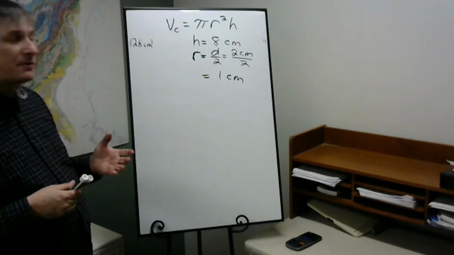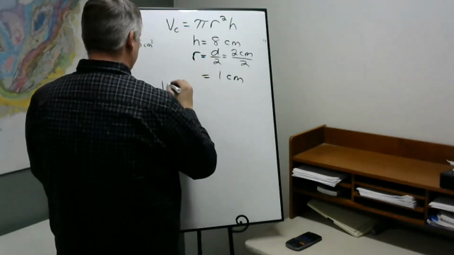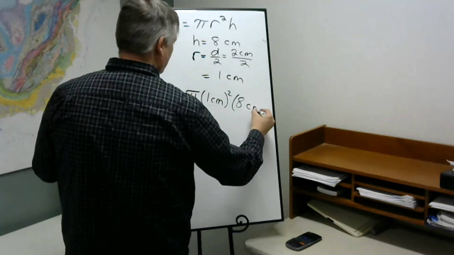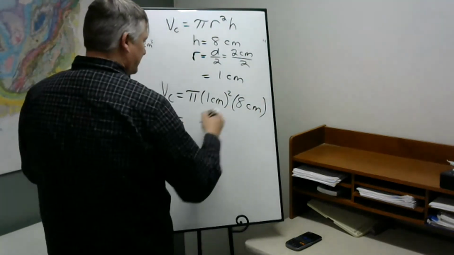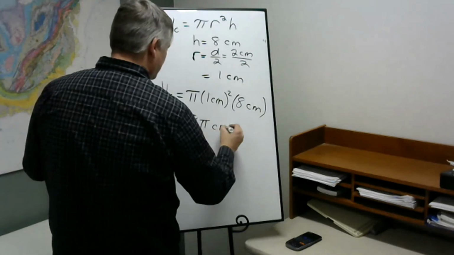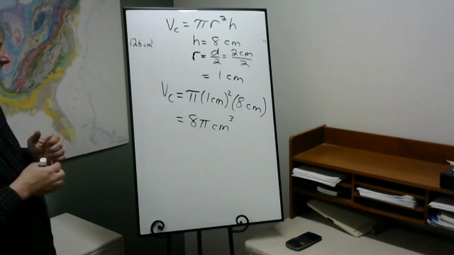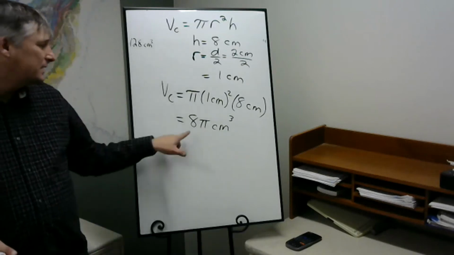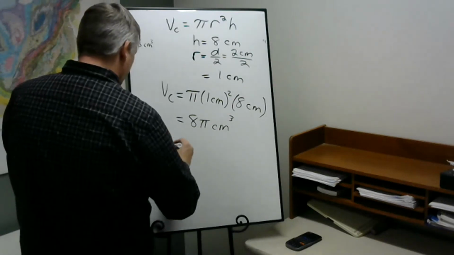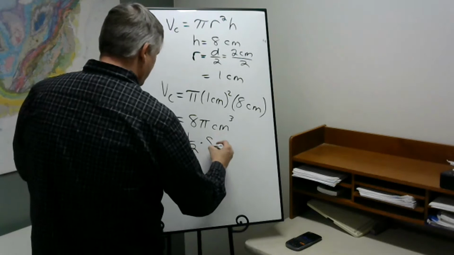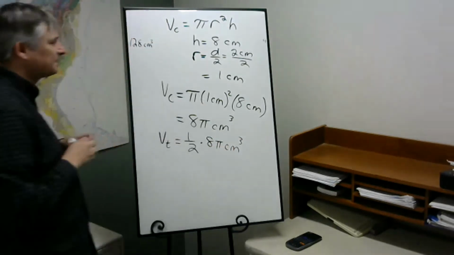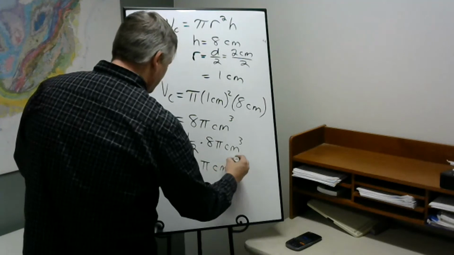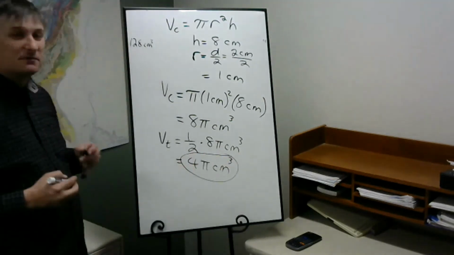So now we can come up with the volume for the cylinder. We'll get 1 times 8 is 8 pi centimeters cubed. Now that's the volume of the cylinder. Now our tunnel was half of a cylinder, not the whole thing. So we need to take half of this. So the volume of the tunnel is going to be 1/2 times 8 pi centimeters cubed, or 4 pi centimeters cubed. So that is the volume of our tunnel.